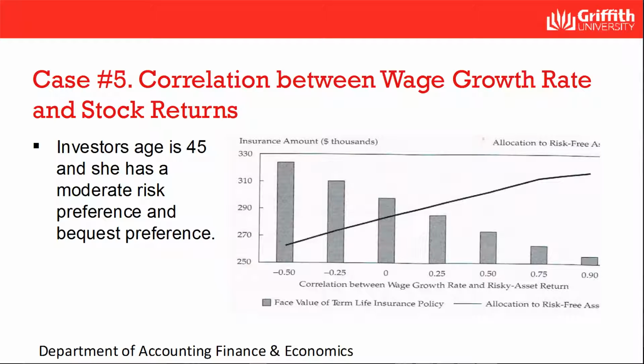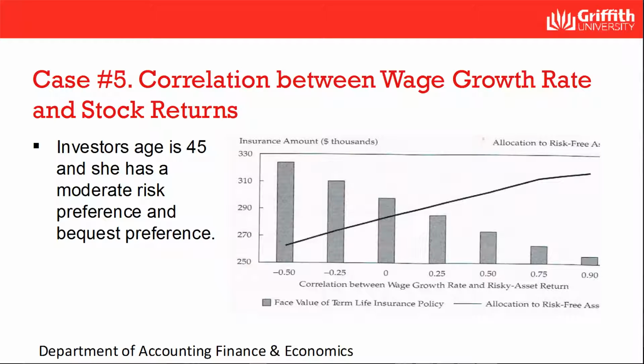The optimal allocation becomes more conservative, the more to the risk-free asset, as income and stock market returns become more correlated, which is similar to the results described earlier. The optimal insurance demand decreases as the correlation increases.